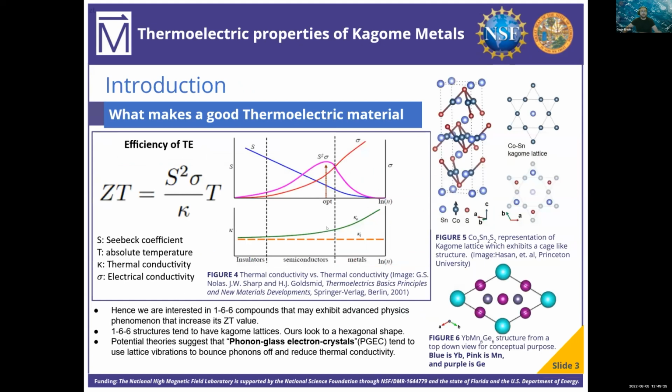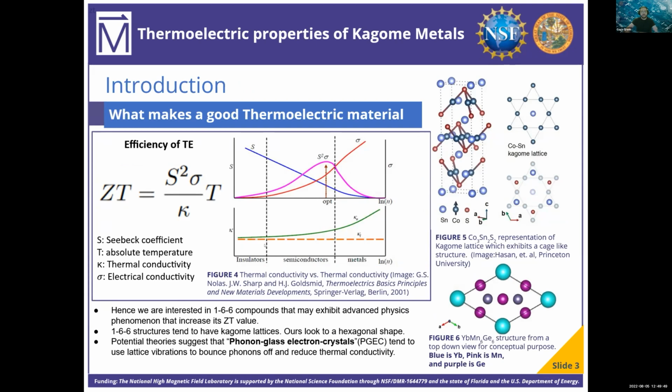So what makes a good thermoelectric material? A good thermoelectric material is characterized by its ZT value, which you can see the equation right here. And you can maximize the ZT value by manipulating certain variables that you can see right here. Hence, we're interested in looking at 166 compounds, which you can see one right here, that exhibit advanced physics phenomena that increase its ZT value.